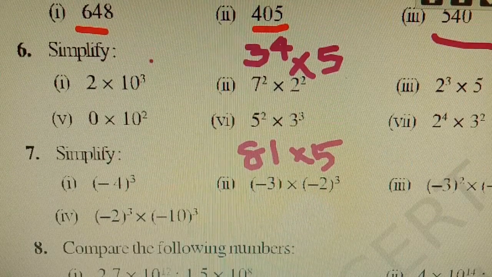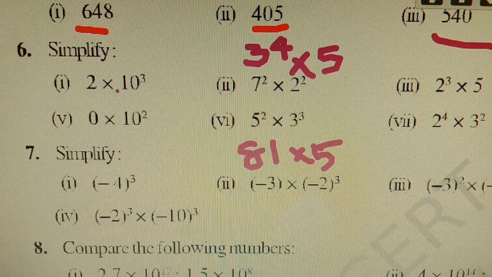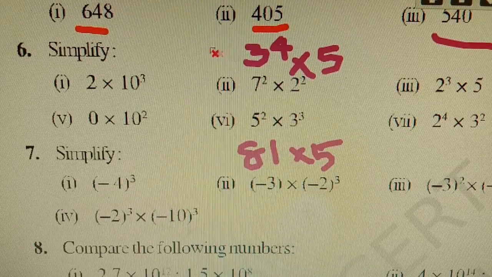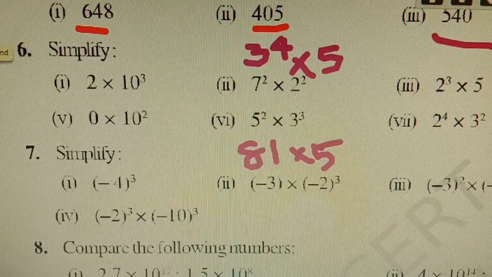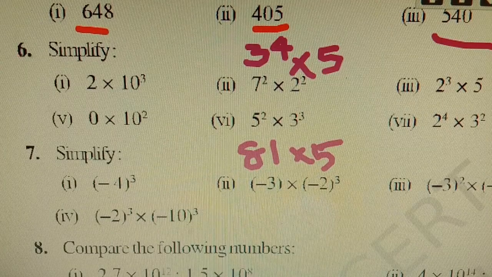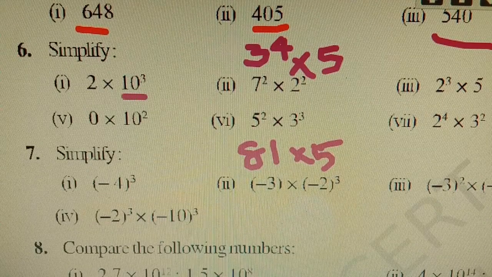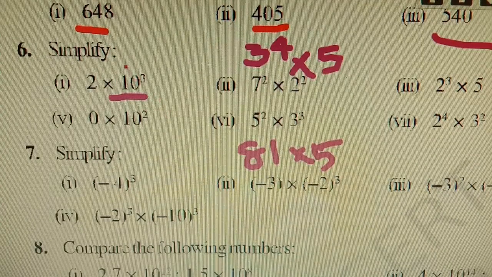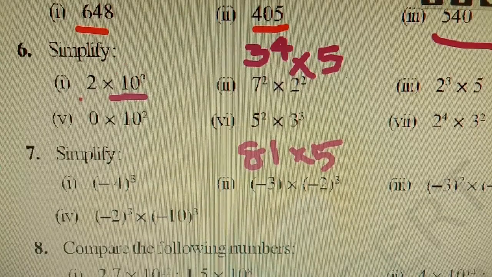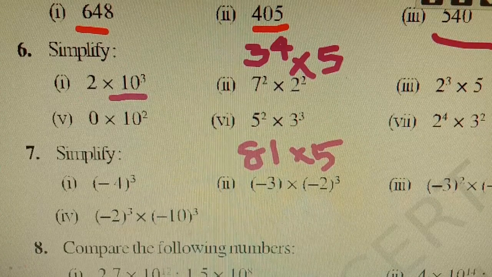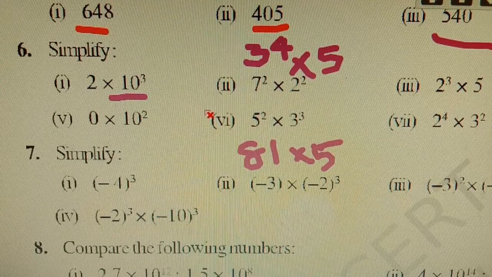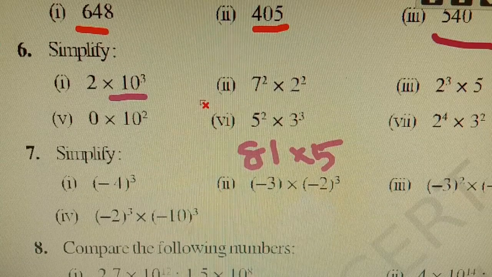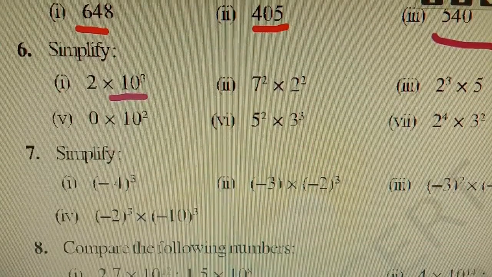Now the next section: simplify. That means here exponential forms are given, and you find the actual number. So for that, first you listen: 2 into 10 to the power of 3. We know 10 to the power of 3 means 1000. So 1000 times 2, the answer is 2000.